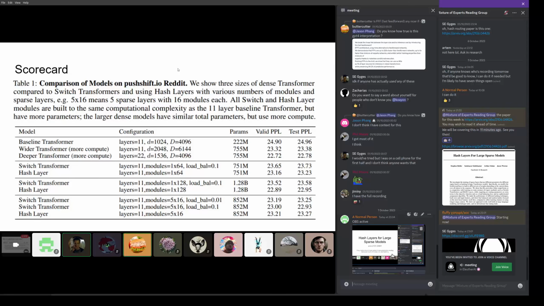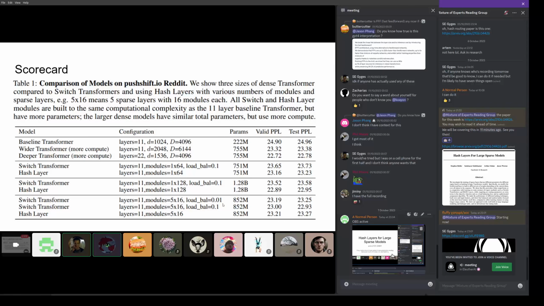The basic scorecard is what the actual training setup looks like. They have a lot of these tables, and so I tried to resist pasting all of them into the slideshow. Essentially, at every configuration, hash wins except the 5x16 where it's a little bit behind switch transformers. If that makes sense, it has slightly worse loss. Parameter counts are misleading. The dense parameter count is 222 million. They're counting sparse parameters as if they are dense parameters, which is very difficult to read ordinarily.